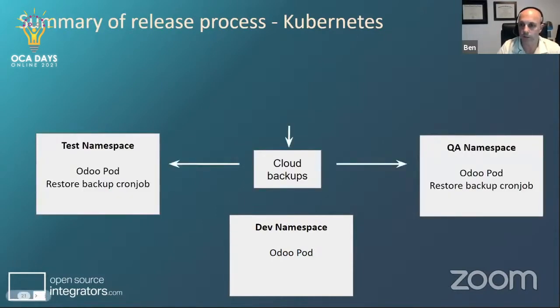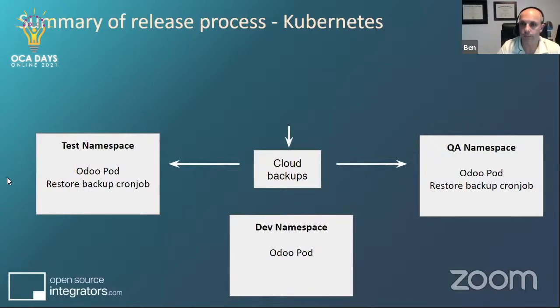The test namespace and the QA namespace, it pulls down the backup. It runs a backup cron job and puts onto the test. It puts the database and the file store. On QA, it does the restore, but it actually hosts it inside of the RDS versus being locally to the pod.